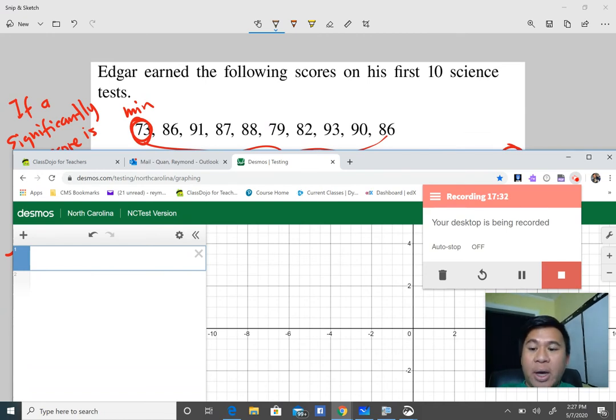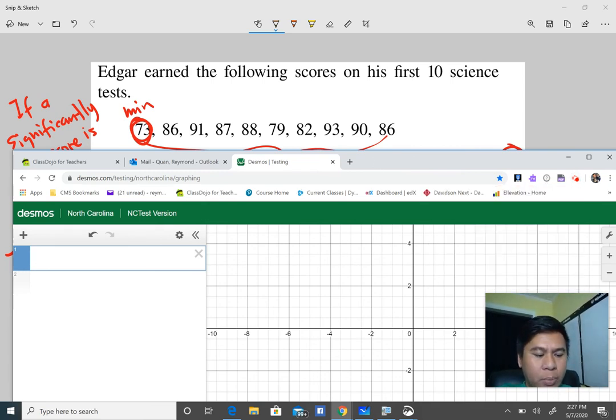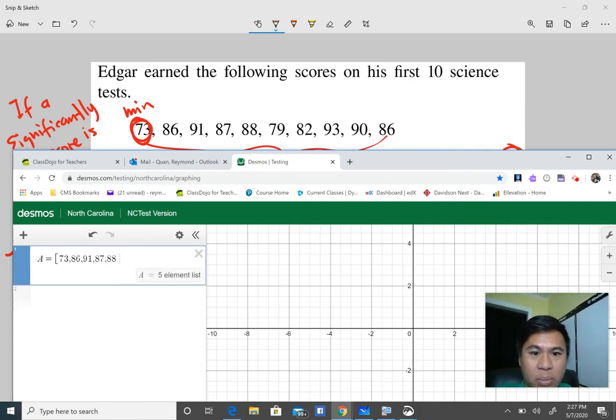So just to verify, let us put these points in our Desmos calculator. On our Desmos, I'll put a certain letter. Let's call it letter A, or big letter A, is equal to, let's use this square bracket in here and put everything in there. That's 73, comma, 86, comma, 91, comma, and so on. Just make sure that all of the numbers are separated by a comma in here.